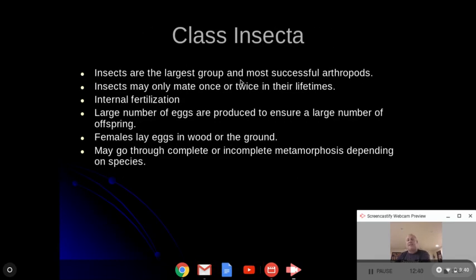Then you get to the insects. So these are the ones you probably have most familiarity with. Largest group and most successful group of arthropods. Every night you can sit outside in the weather and get some sort of fly, some sort of mosquito, some sort of cicada. All of these are going to belong to class Insecta. The unique thing about insects, and I didn't really realize this until I first started teaching, is that an insect only mates once or twice in their lifetimes.